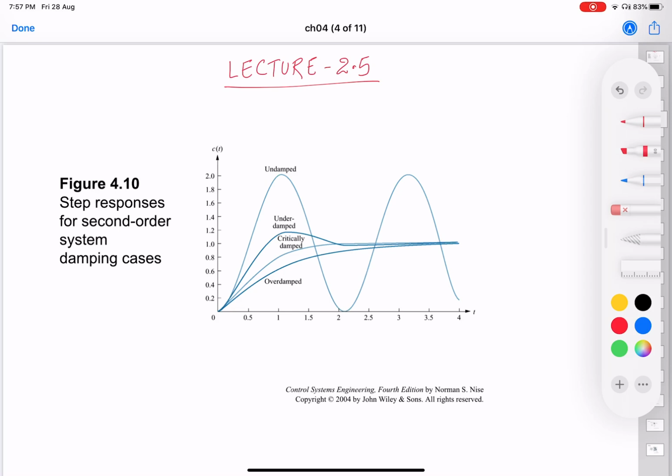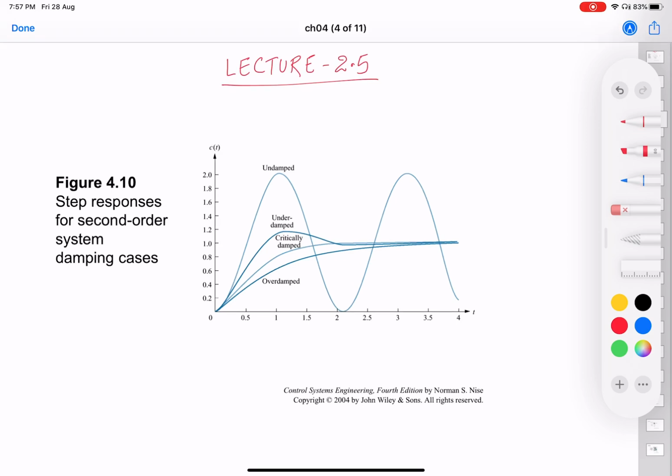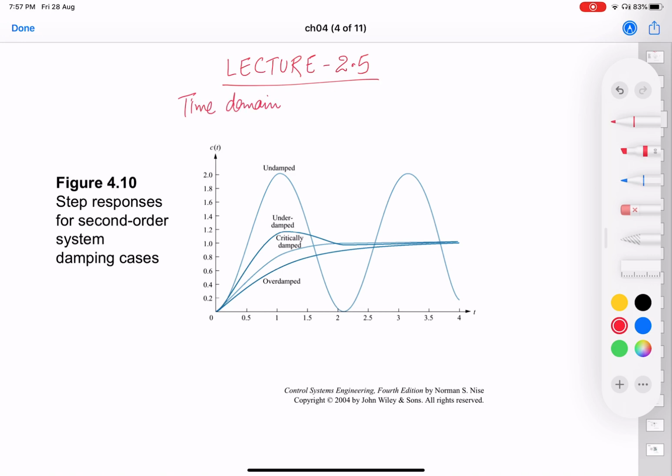So this is lecture 2.5. In this lecture, we are going to talk about time domain specifications, right? Time domain, time response specifications of second order system.